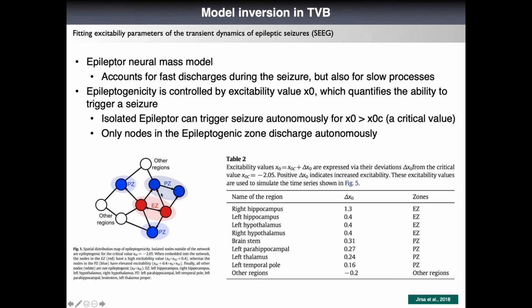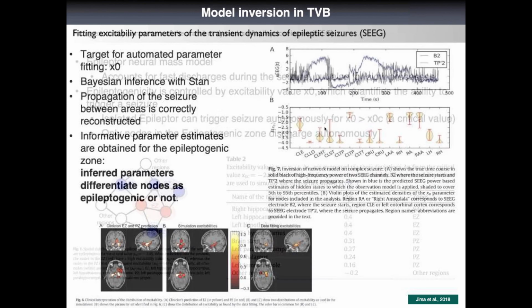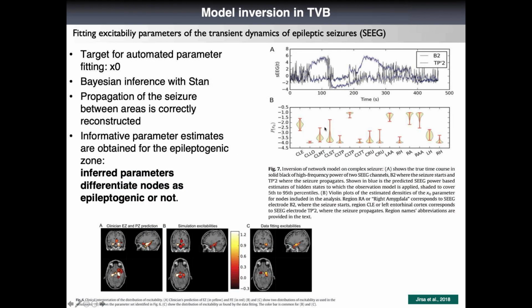So initially, we have clinical hypotheses about where is the epileptogenic zone, where is the propagation zone, and we represent it through a parameter that is like an excitability parameter. It shows how easy it is for an isolated brain region to trigger a seizure autonomously. And we can perform simulations trying different combinations of such parameters. We can actually do it systematically using a Bayesian inference method using a dedicated software stack. Don't want to go into technical details.